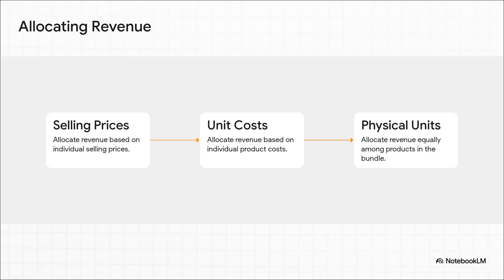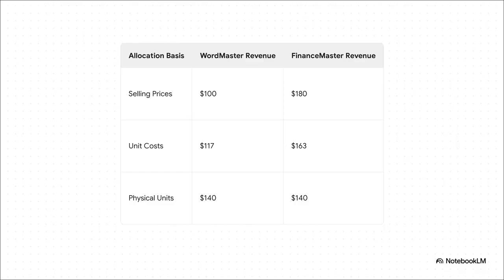How does that company know which product is the real moneymaker? Well, they have to allocate that bundle price back to the individual products. Using that same standalone approach we talked about, they could do it based on what each program would sell for individually, what each one costs to make, or they could just split it 50-50 based on physical units. And just look at how much the answer changes depending on the method you choose. If you go by selling price, it looks like Finance Master is the star player. But if you just split it by physical units, they look exactly the same.